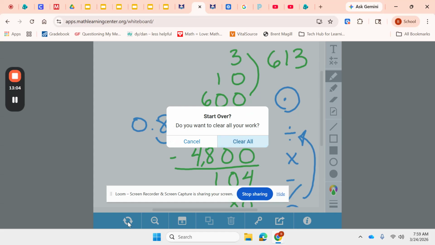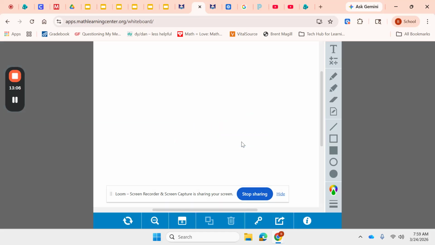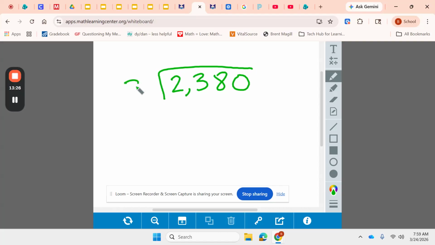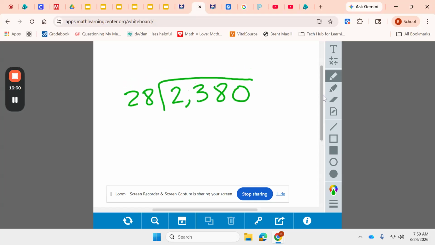We're going to clear this one and do another one. I think this might be our last one. Let's try this one. We have 2,380 divided by 28. Okay, now I kind of think these problems are the most difficult.